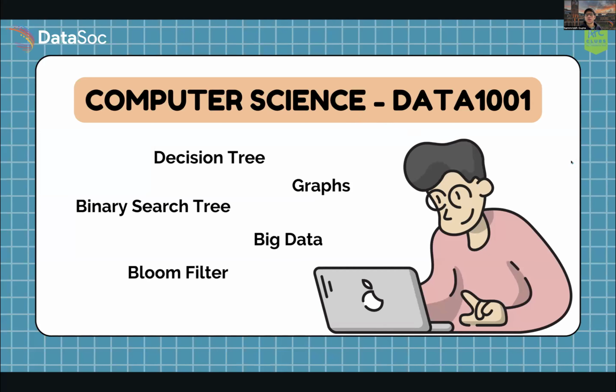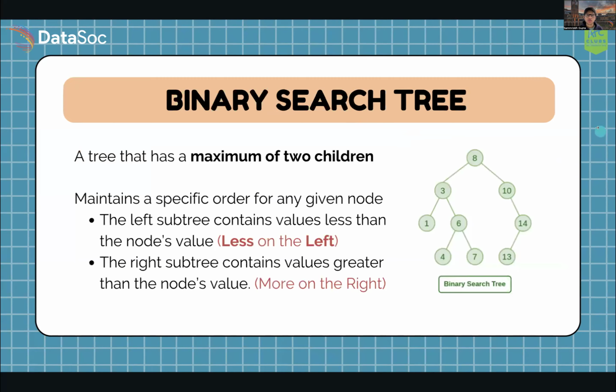So in the computer science part, we'll be looking at a lot of topics, which include binary search tree, decision trees, graphs, big data, and Bloom filter. So let's begin. So first of all, binary search tree.